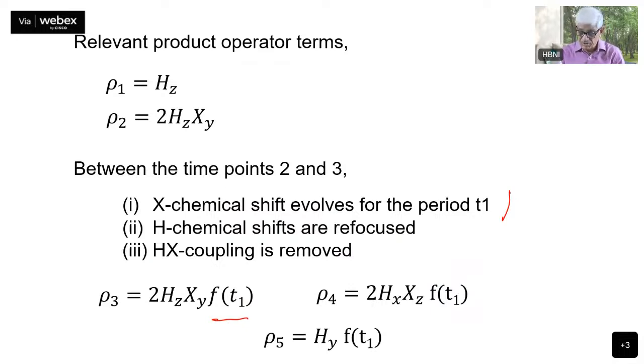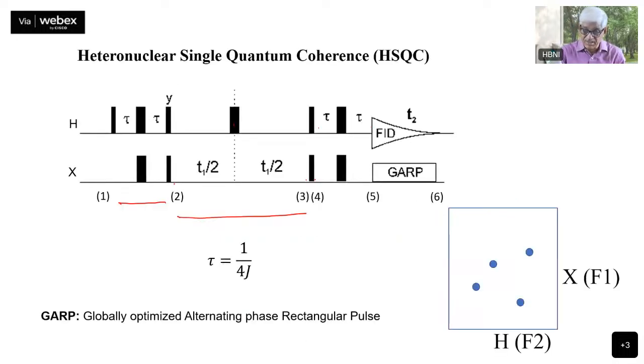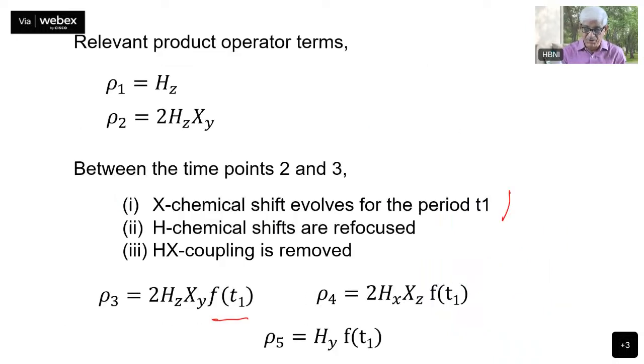And rho4, what happens at rho4? Rho4 is immediately after the pair of 90-degree pulses here at this point. So when we do that, you apply the 90-degree pulses to both this Hz and Xy, you get Hx and Xz. So you apply a 90-degree pulse, so the Z goes to X and Y goes to Z. Therefore you get 2HxXz. So what does it mean? The F(t1) remains F(t1). What does it mean here?